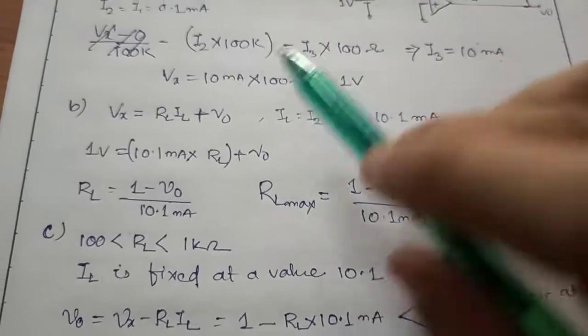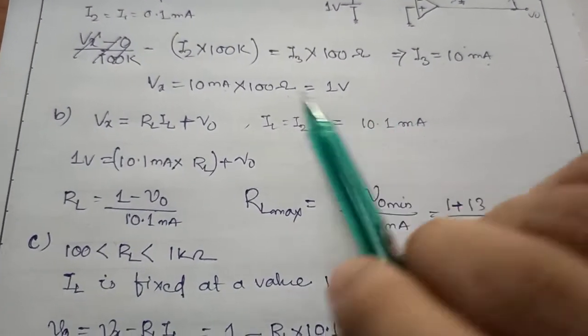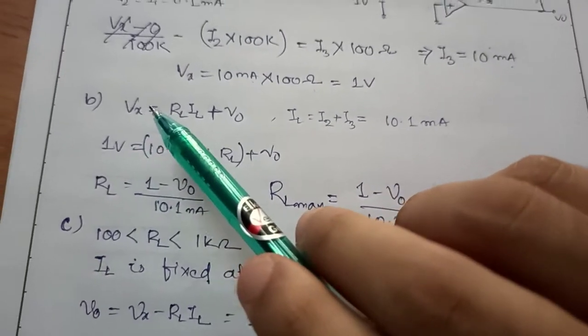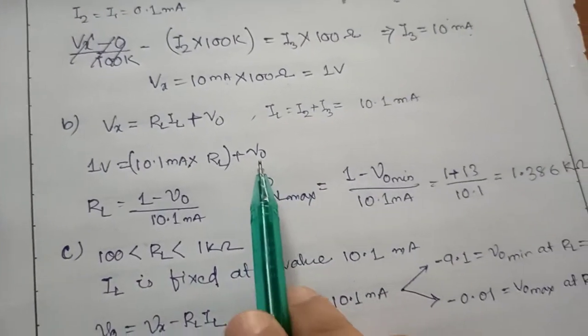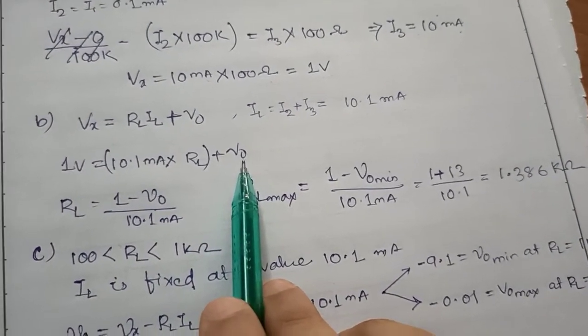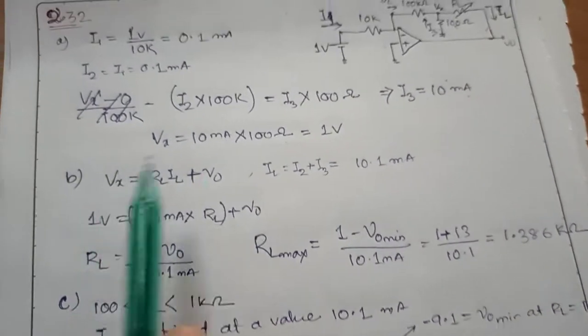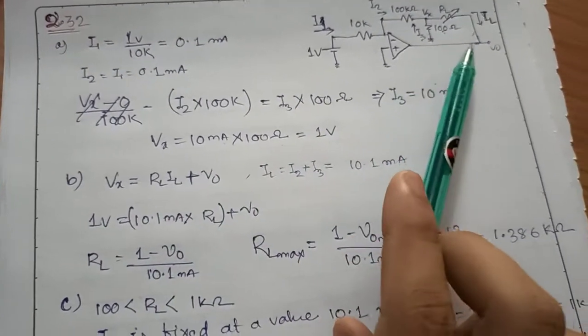In the B part it is asked what is the value of IL. IL equal to 10.3 milliampere, and if V0 is not to be lower than minus 13, find the maximum allowable value of RL. So since the V0 value is given as minus 13, it should not go below that. So our Vx, that we found, is 1 volt. So 1 volt equal to RL. RL value is not there.